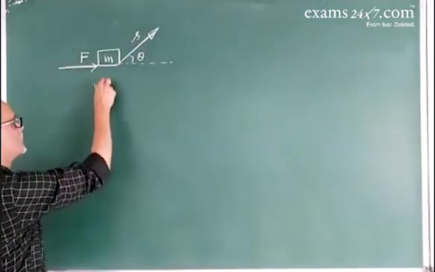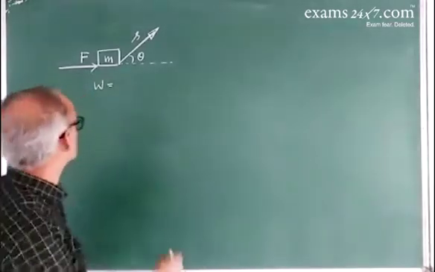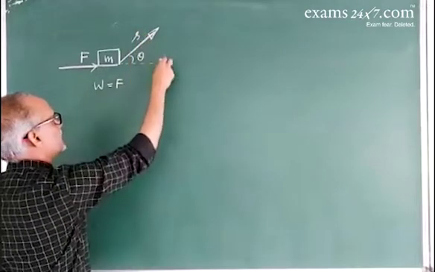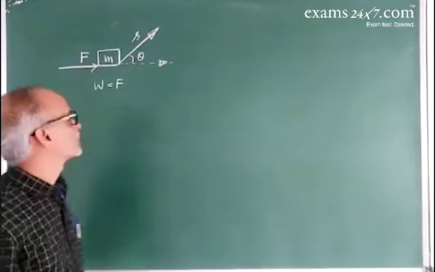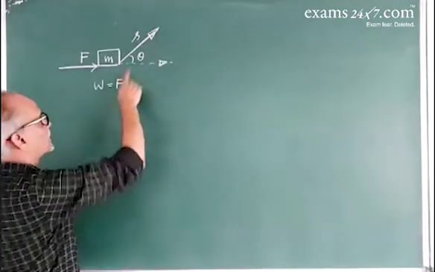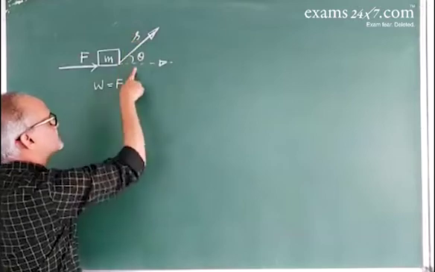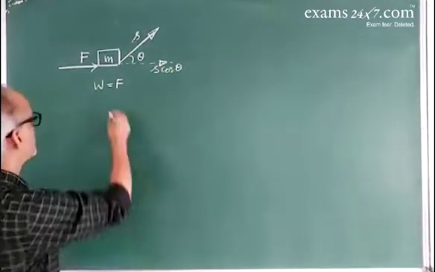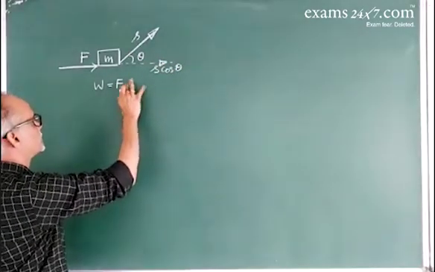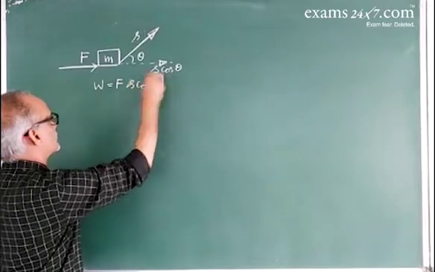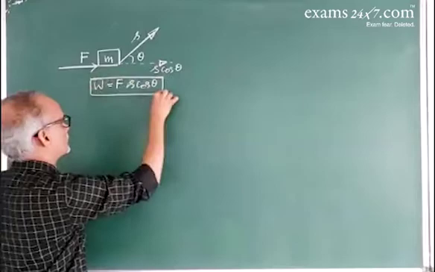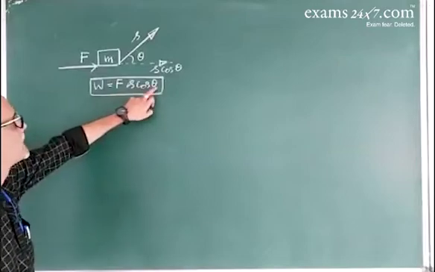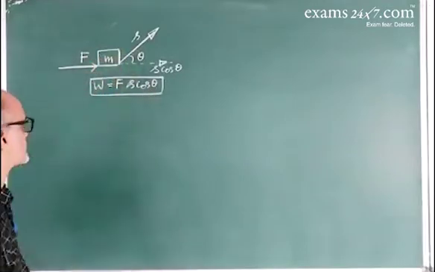then the work done is measured by the product of the force and the component of the displacement in the direction of the force. F is the force. S is the displacement. What is the component of the displacement in the direction of the force? It is S cos theta. So therefore, W is equal to F into S cos theta. So this is the expression for the work, where F is the force, S is the displacement, and theta is the angle between the force and the displacement.